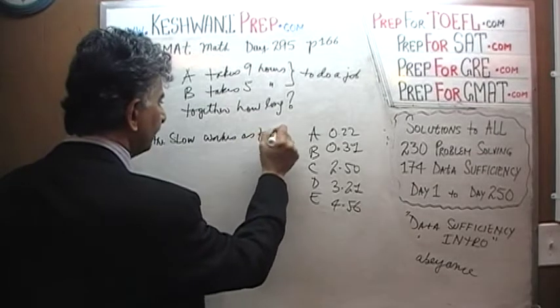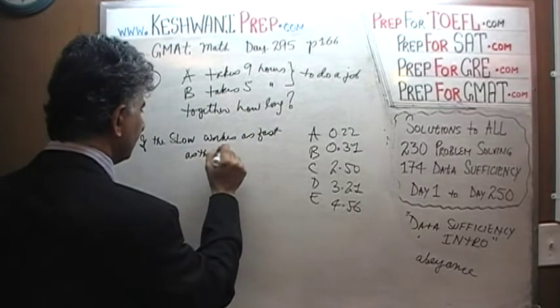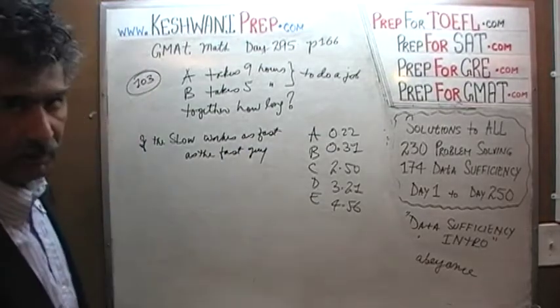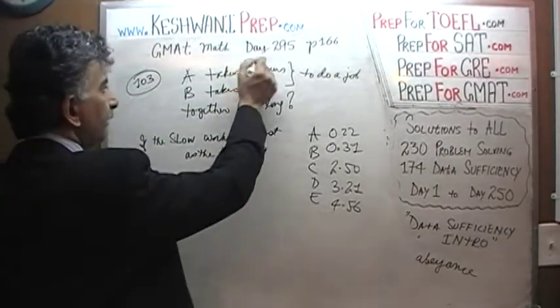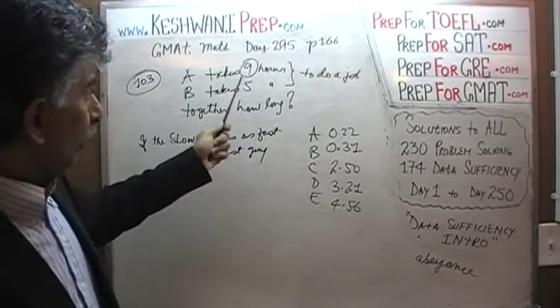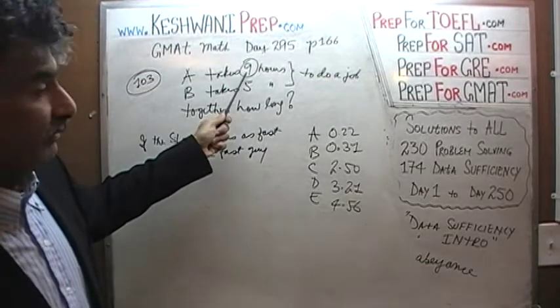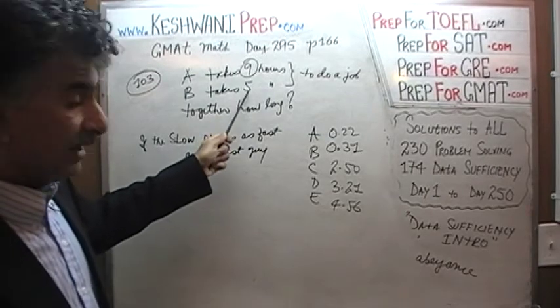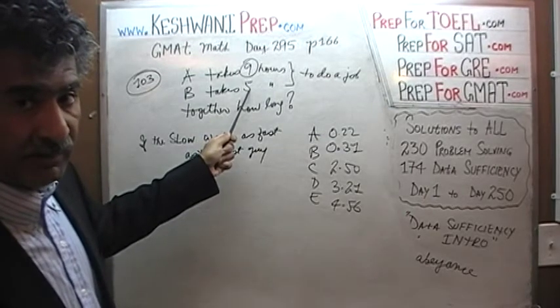if the slow guy works as fast as the fast guy. I'm going too fast now. The slow guy is this guy. He takes 9 hours. If all of a sudden, for some strange and inexplicable reason, he started working as fast as the fast guy, then the fast guy can finish the job in 5 hours.